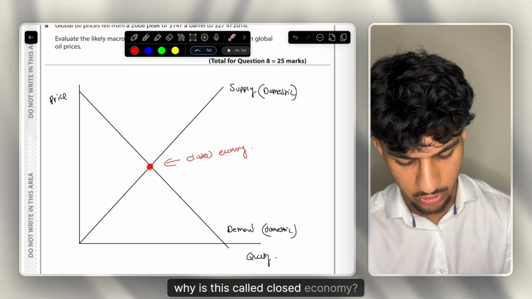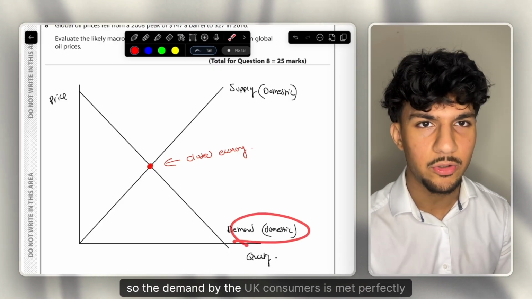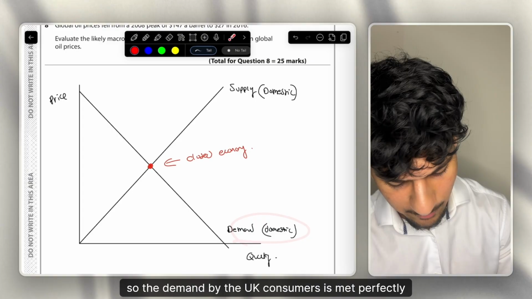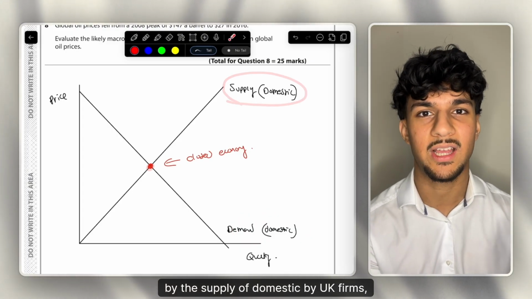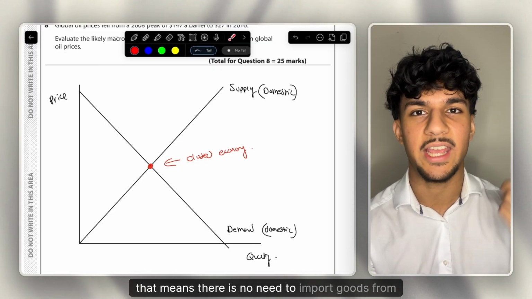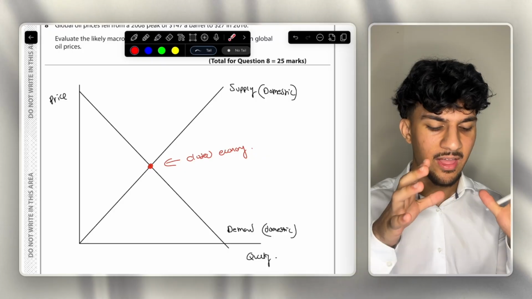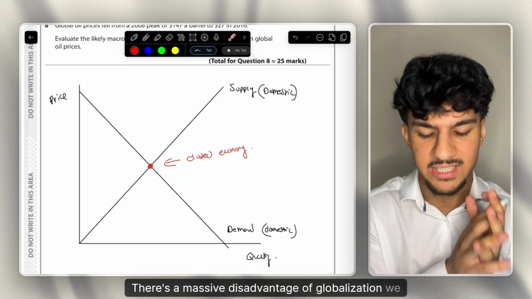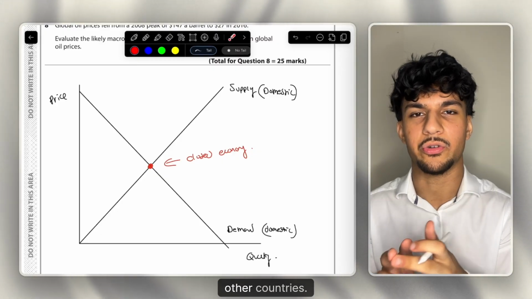Why is this called closed economy? Since at this point, the domestic demand, so the demand by the UK consumers, is met perfectly by the supply of domestic by UK firms. That means there is no need to import goods from foreign countries. And this is what happened before globalization. There's a massive disadvantage of globalization we speak about, which is that countries have become reliant on other countries.